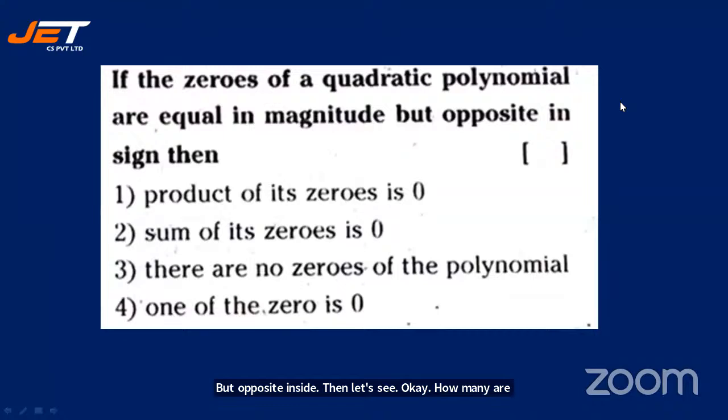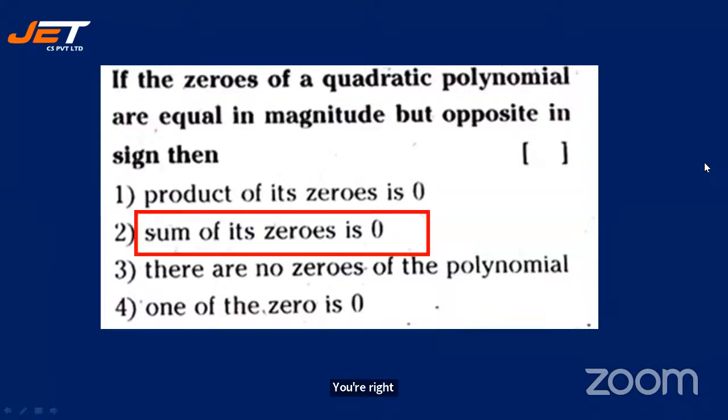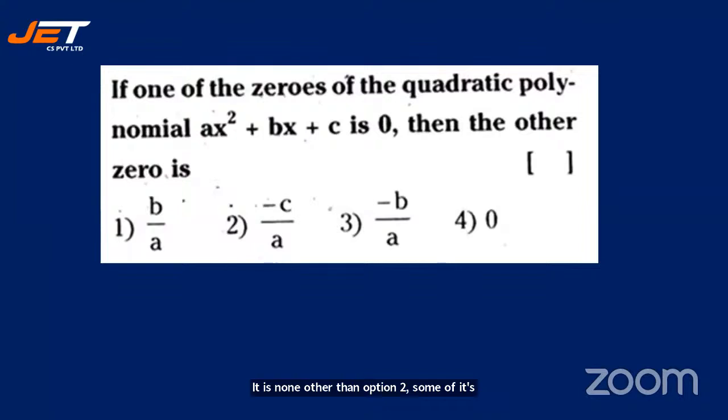Navaneet, you're right. Malesh, check your answer. Monica, you're right. Reshma, you're right. Akshaya, you're right. Almost all are giving me the answers. It is none other than option 2: sum of its zeros is 0. All right, see the next question.